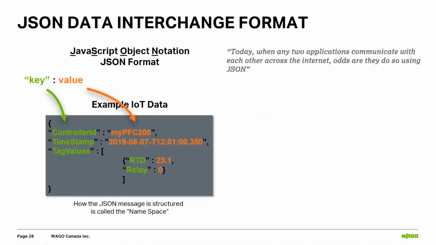So now, apart from the controller, if we want to send data to the cloud or we want to send it from the cloud to other cloud services, one aspect that's important here is the data interchange format. So how are we sending the data? What type of data are we sending so that everybody can understand it? And JSON is short for JavaScript Object Notation. And in the quote on the right here, it says, today, when any two applications communicate with each other across the internet, odds are they're doing so using JSON. So that's fairly significant.